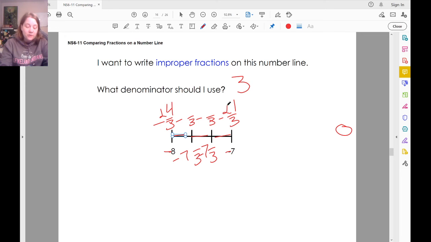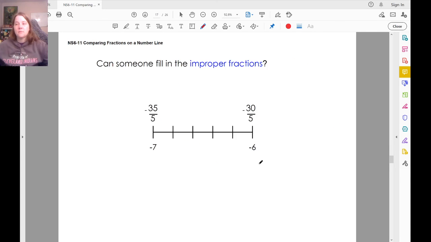So if I have -21 here and -24 here, I need to figure out what the next numbers are. So this is going to be -22, -23, and I can see that the numbers, if they were positive, are kind of counting backwards. So this would be -7 1/3 here, because it goes 7 1/3, 7 2/3, and then -8. So you go ahead and try to fill in these improper fractions. When you come back, we'll talk about it.